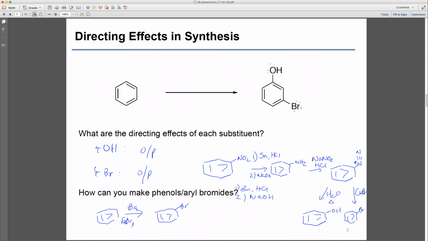Wouldn't we want to add the HNO3 first, add the nitro first? Great, yes. So we want to add the nitro group first so that we get a meta director on there. Then we can add the bromine in the appropriate orientation. Whoops, that's NO2, undo, undo. And then follow it with the appropriate steps to get the phenol.